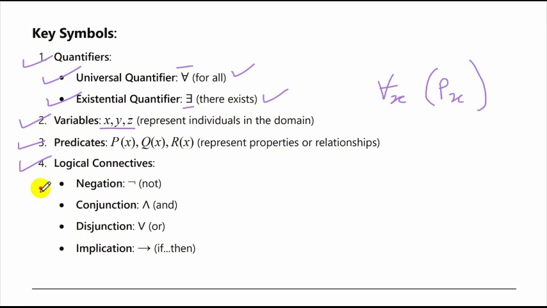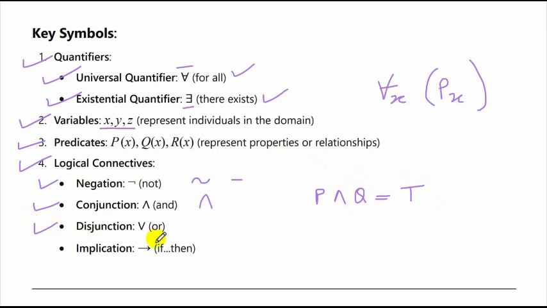Logical connectives. This symbol stands for negation. Sometimes they use this symbol also, sometimes they use a minus sign also. So this is negation, not. Conjunction is basically the symbol for and. In P and Q, only when both are true is the conclusion true. Otherwise, the conclusion is always false. Even if only P is true and Q is false, the conclusion is false. This is how you have to understand this.